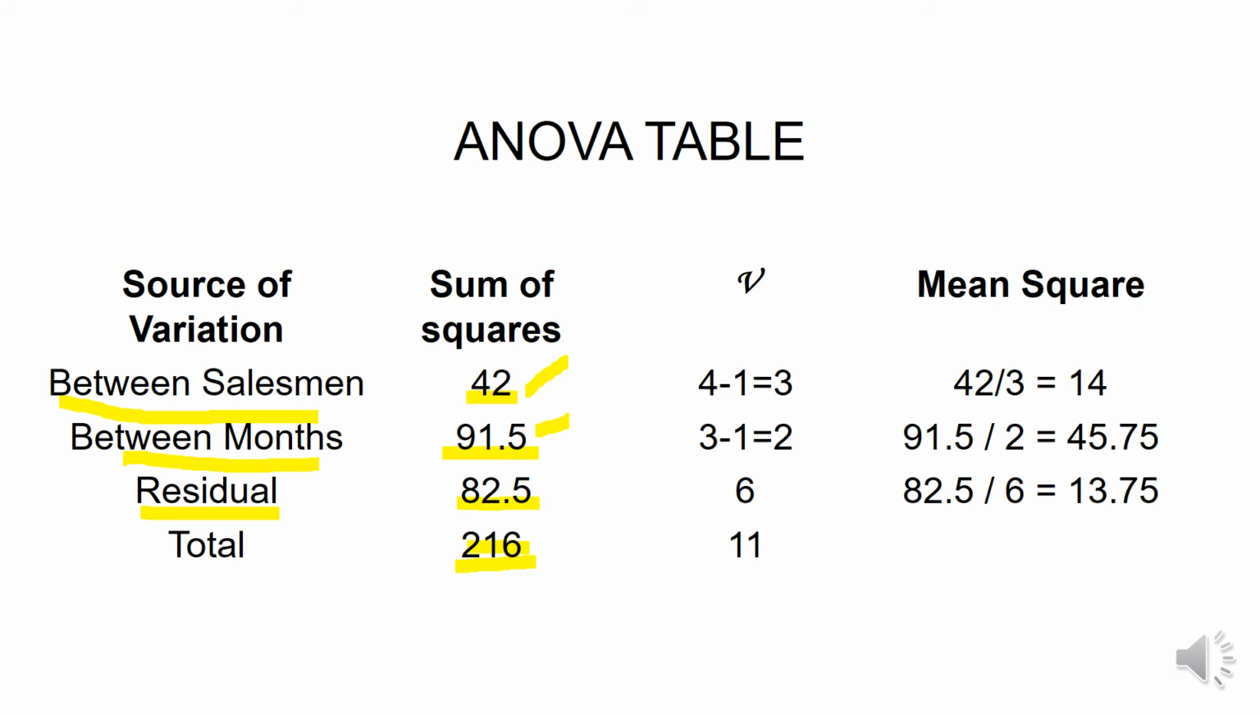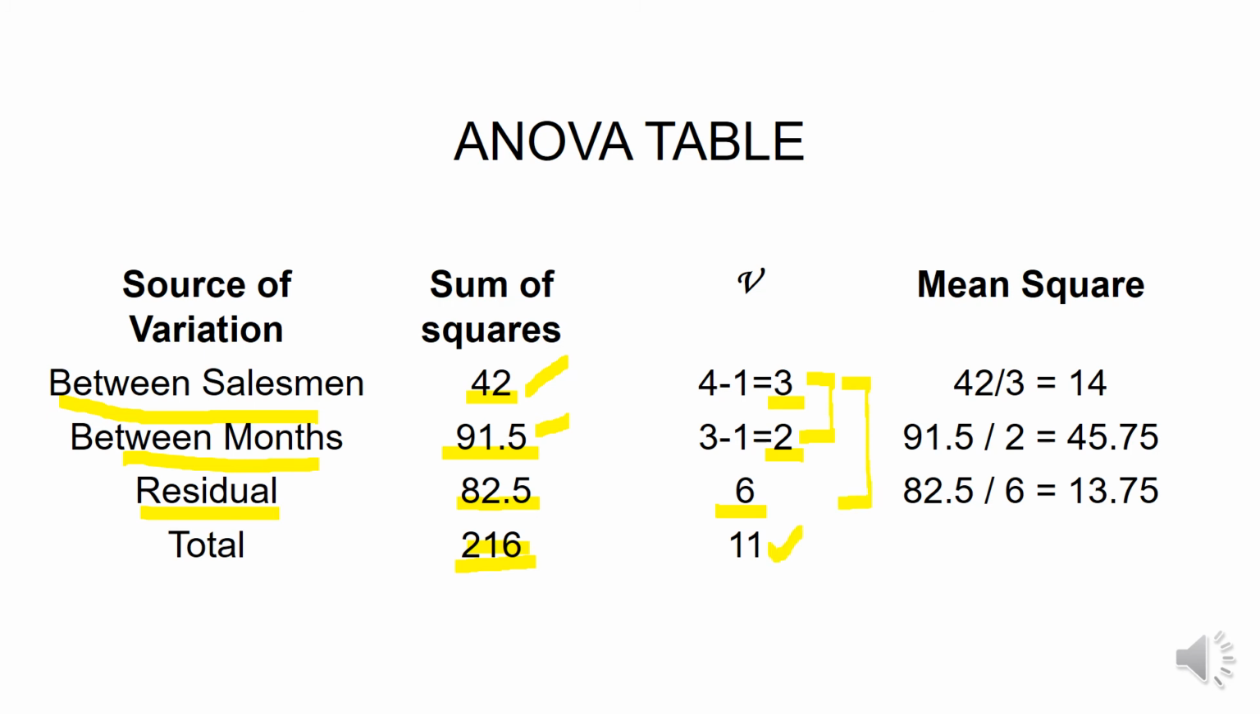And for between salesmen, the value of V is equal to 3, as 4 minus 1. 4 salesmen A, B, C, D, 1 gets reduced, 4 minus 1 is equal to 3. And for between months, 3 months, May, June and July, 1 gets reduced, 3 minus 1 is equivalent to 2. For residual, these two values will be multiplied with each other. 3 multiplied by 2 is equal to 6, and the total number of values of V is 3 plus 2 plus 6, which is equal to 11.